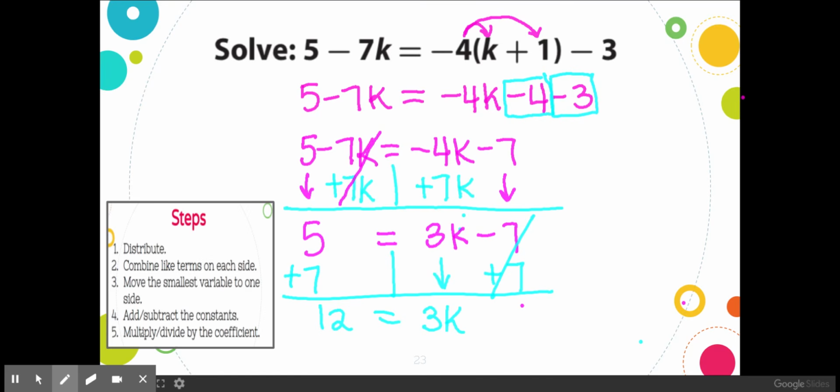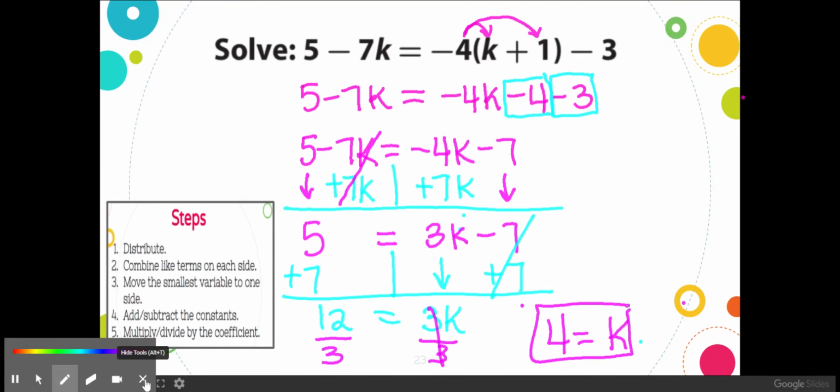Step 5 is to multiply or divide by the coefficient. It says multiply or divide because you want to do whatever's going to make that coefficient move to the opposite side. In this case, 3 and k are being multiplied, and I know I have to do the opposite. So I'm going to divide by 3 on both sides. These 3's will cancel out, and 12 divided by 3 is 4, so I get 4 is equal to k, or k is equal to 4 as my answer.